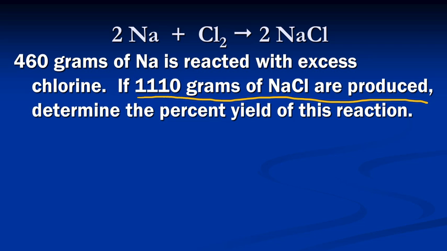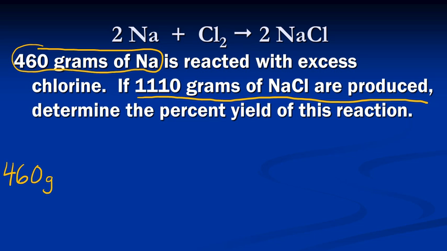That's what's produced. But does the problem tell us the theoretical yield of sodium chloride? It does not. And so that means we're going to have to go through a three-step process and determine the theoretical yield. And we're going to have to do that using the reactant that's given to us, 460 grams of sodium. So that means we're going to have to write 460 grams of sodium over here, and go through the process and find out how many grams of sodium chloride we can make from that.